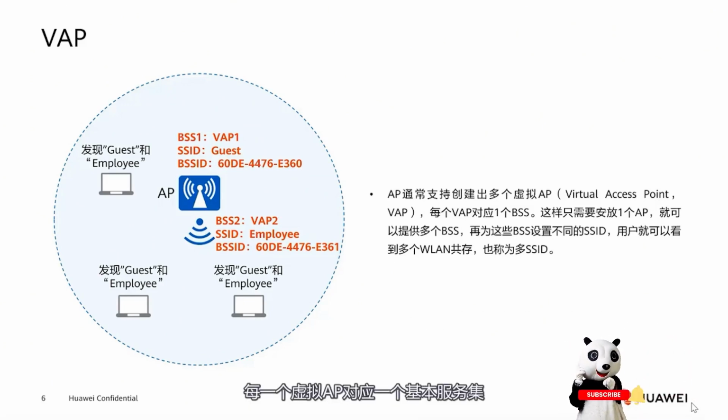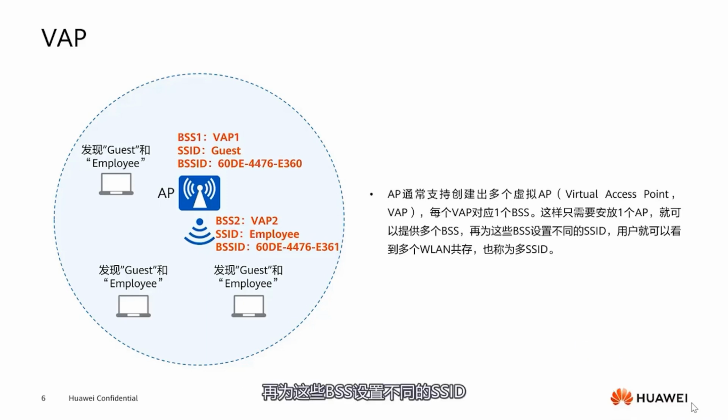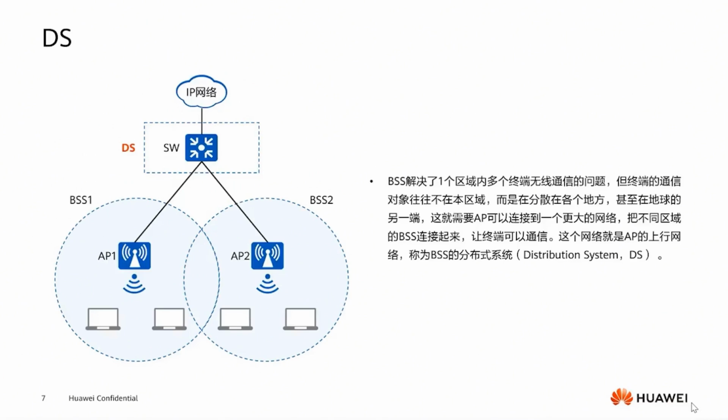Each virtual AP corresponds to a basic service set, and multiple virtual APs correspond to multiple basic service sets. By setting different SSIDs for these BSSs, users can see multiple WLANs coexisting, also known as multi-SSID. So, how large is the coverage area of an AP?